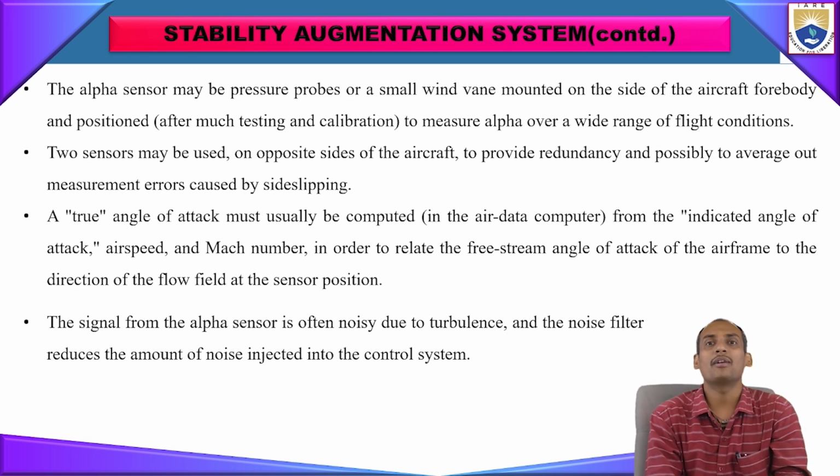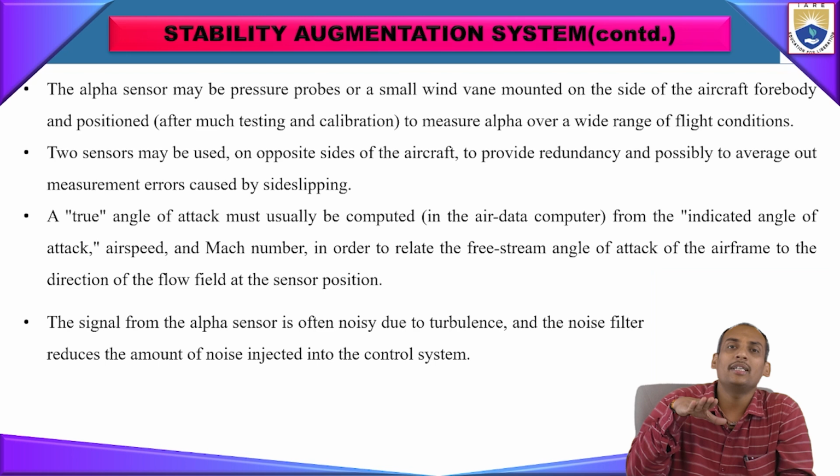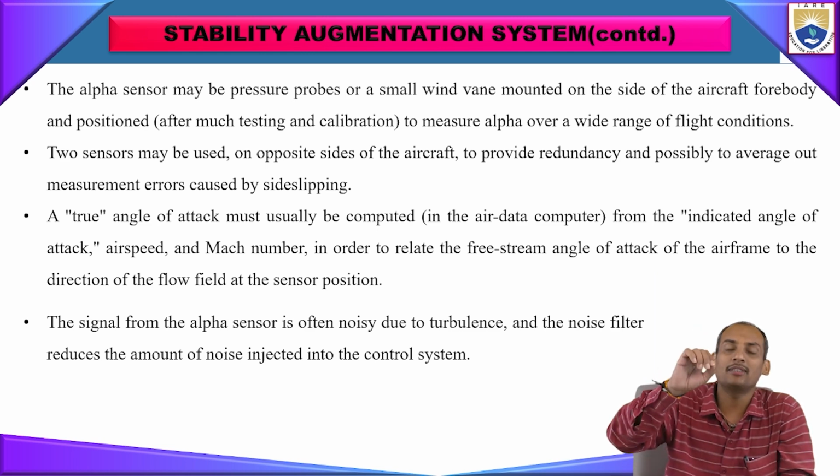The signal from the alpha sensor is often very noisy due to turbulence, and a noise filter reduces the amount of noise injected into the control system. Whenever the aircraft is moved and pitching up, the air velocity will be very high near the sensor. Due to that, too much noise will be produced, and also due to the turbulence.